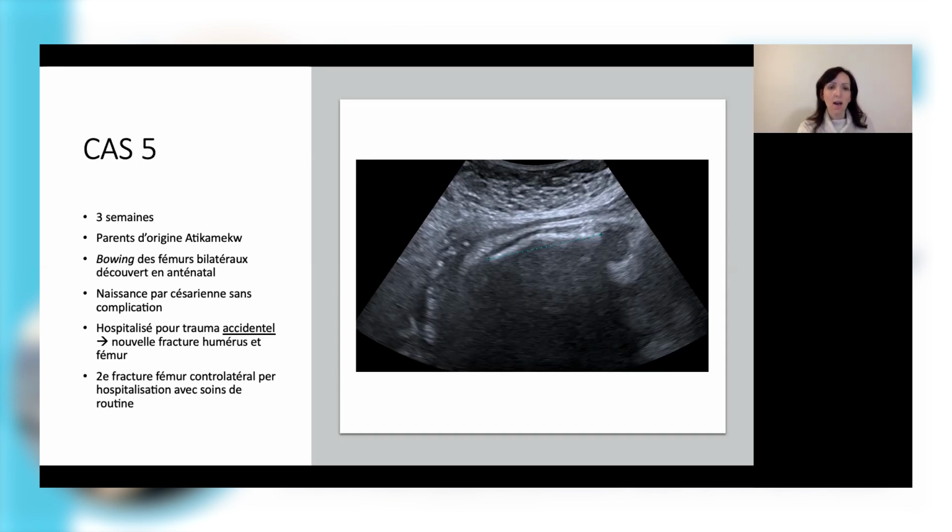the specific mutation that is common in the Atikamekw population. And just to show you how fragile bones can be when you have osteogenesis imperfecta, he was hospitalized for an accidental fracture because he fell out of mom's arms, and he fractured his humerus. So he was hospitalized, and during hospitalization in a specialized hospital, knowing that he had osteogenesis imperfecta, he managed to fracture his other femur with very, very gentle handling. So this is how fragile these bones can be.